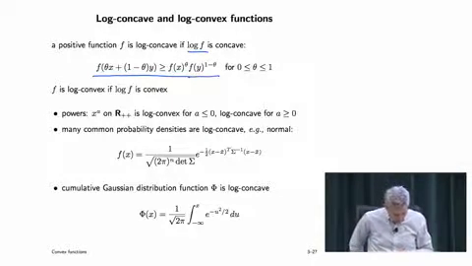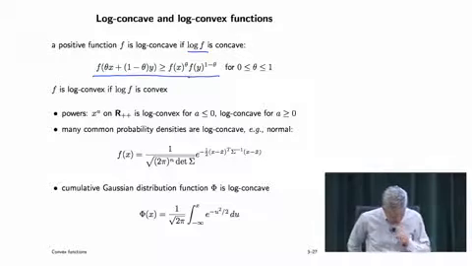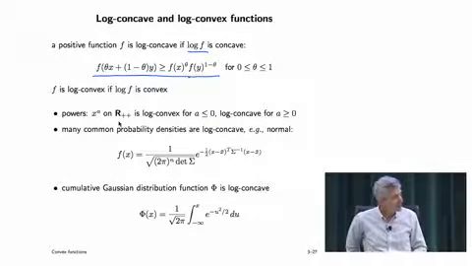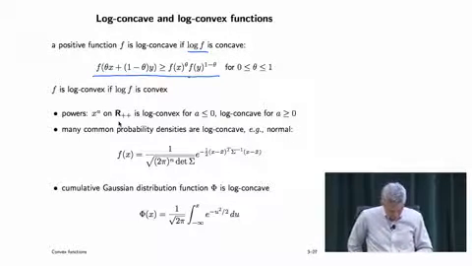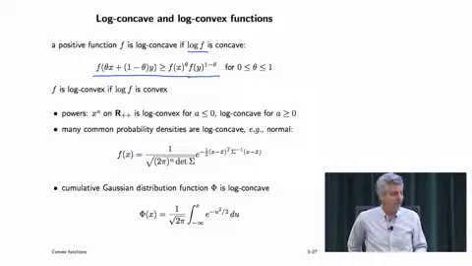Okay, so it's log convex if the log of the function is convex. And the functions obviously are positive. So examples would be powers. But this is actually where it really comes up. And we'll see this later in great detail. It turns out tons of common probability densities are log concave, right?